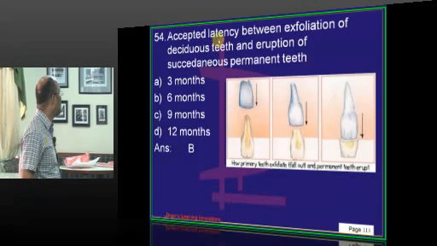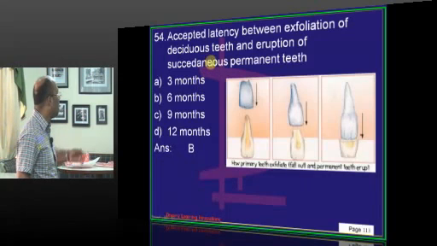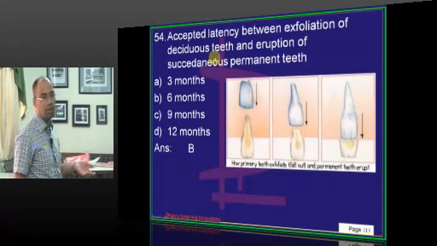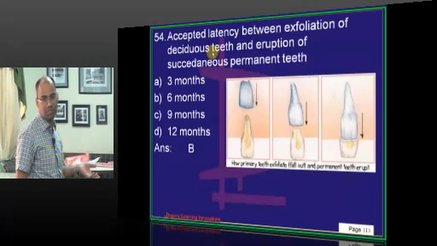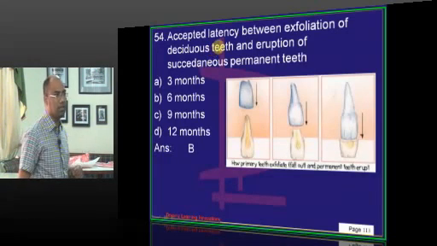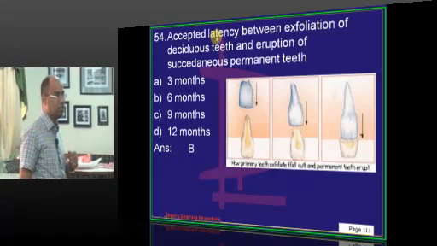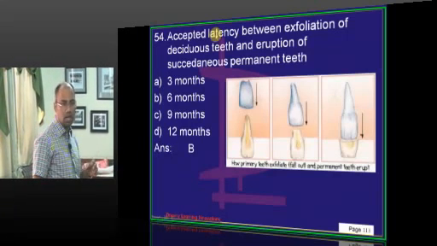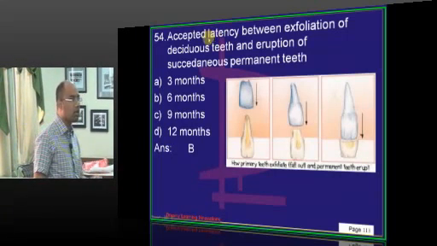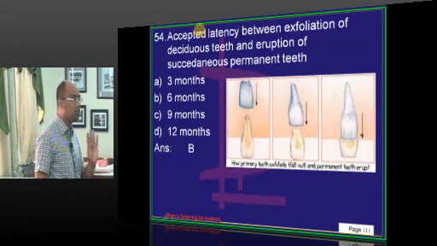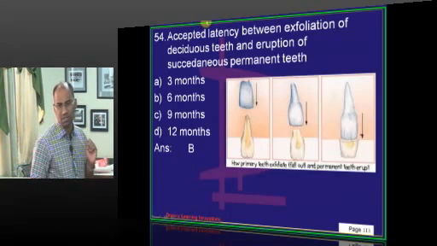Next, the accepted latency between exfoliation of deciduous dentition and eruption of succedaneous permanent teeth. That is, latency is how much time you can wait till a permanent, succedaneous tooth erupts. Now a tooth is exfoliated. For how long can you wait? The patient is in a hurry, and wants to know whether the tooth is there or not. So how much time can you tell him to be happy? At least 3 to 6 months.